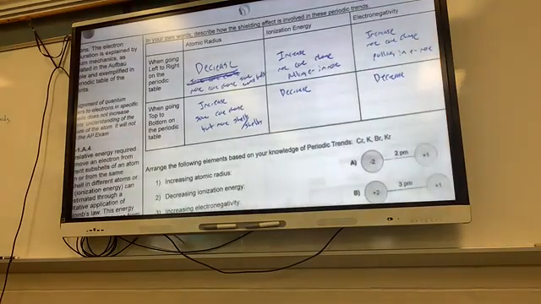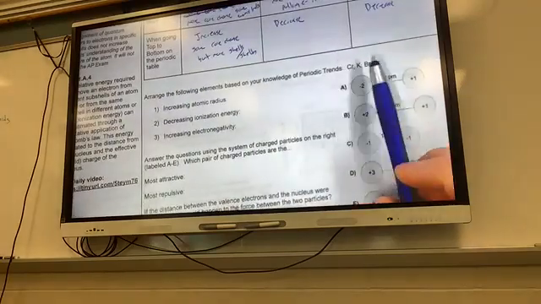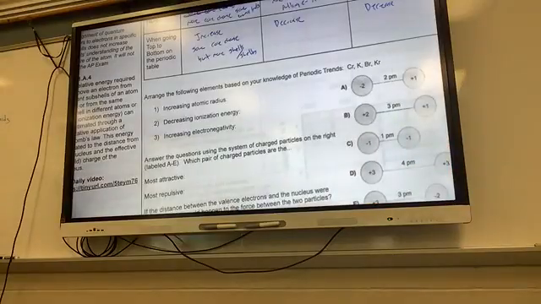Arrange the following elements based on your knowledge of periodic trends. So here we go. I've got Cr, K, Br, Kr. Number 1, increasing atomic radius. Cr is number 24.